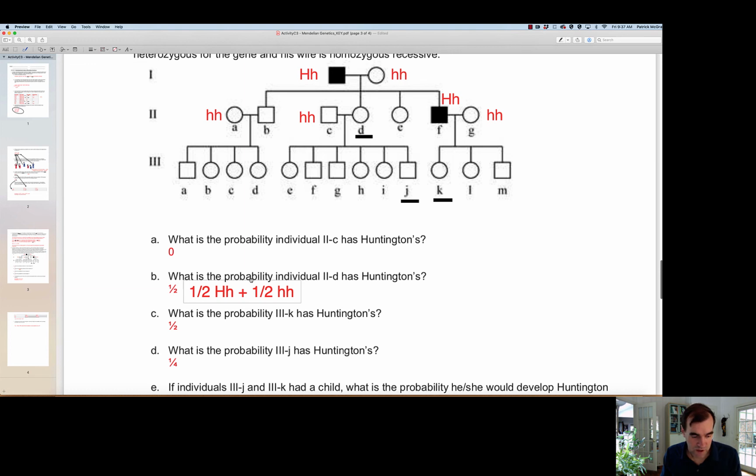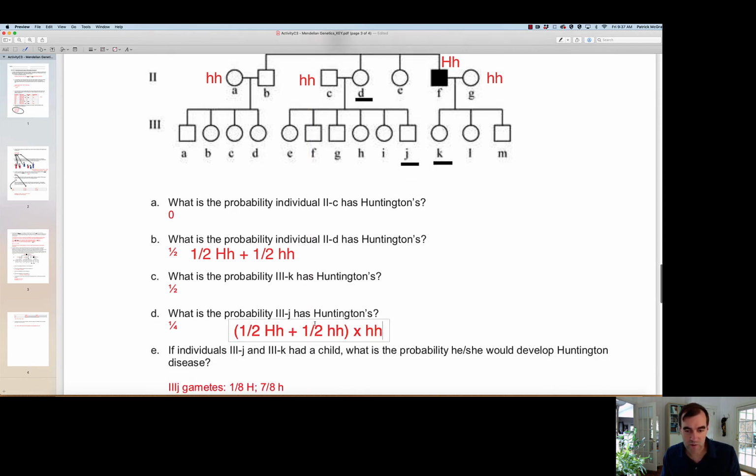So when we want to look at the probability that 3J has it, basically what we're doing is a cross between, there's a 50% chance the cross is between an individual that has it with an individual that doesn't have it, and there's a 50% chance that there's a cross between an individual that doesn't have it and an individual that doesn't have it. So the probability ends up being 1/4. So there's only a 50% chance that it was a cross between an individual.